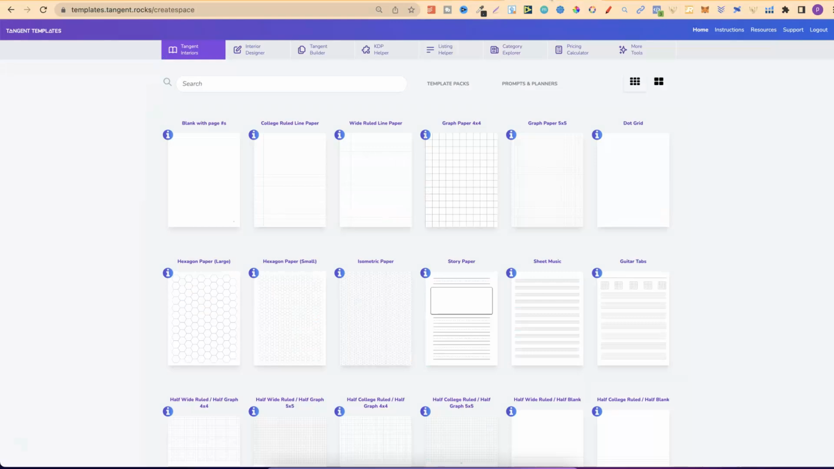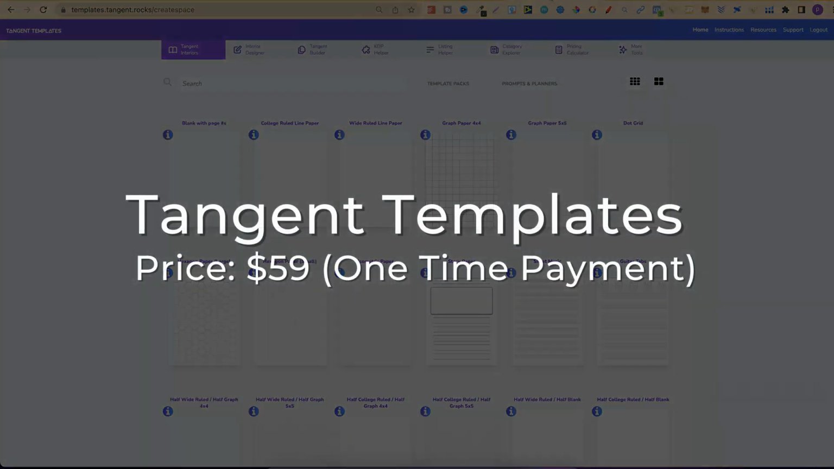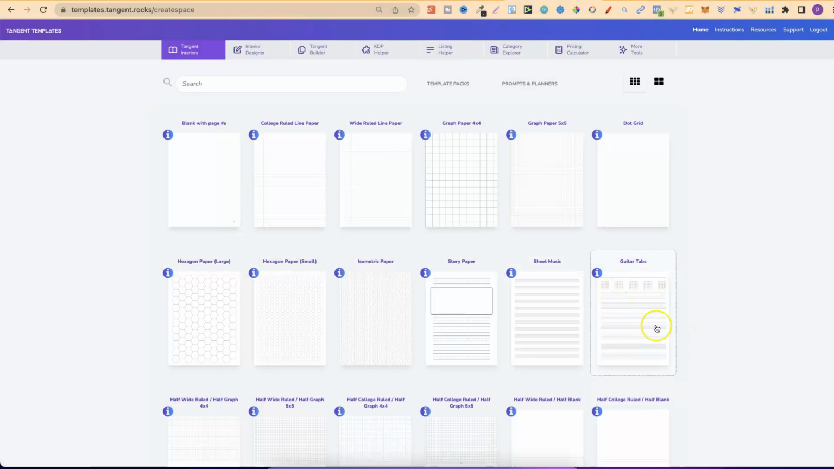The second place being Tangent Templates, because they have a lot of stuff here. As we can see, there's graph paper, dot grids, composition notebooks, story paper, and look, there's that guitar tabs as well. That's the second place, Tangent Templates.